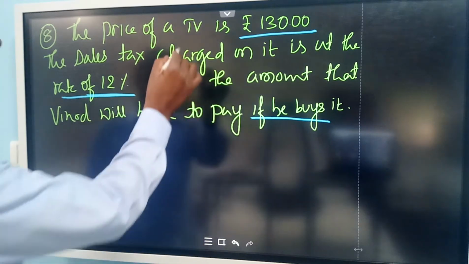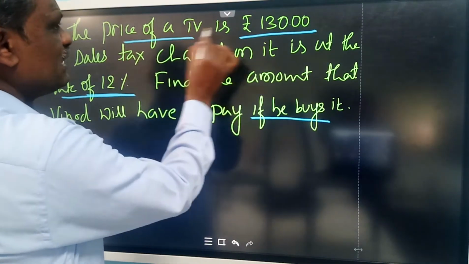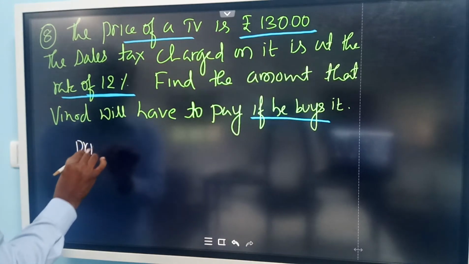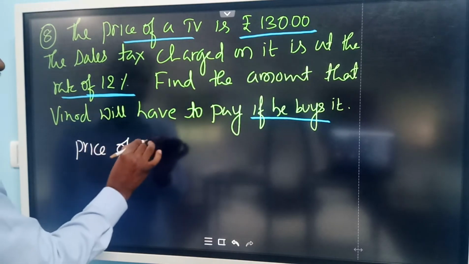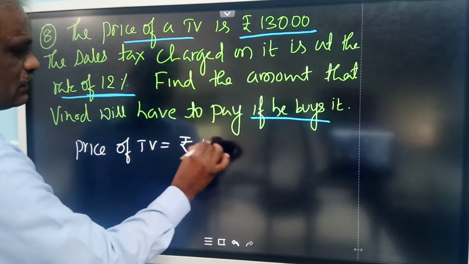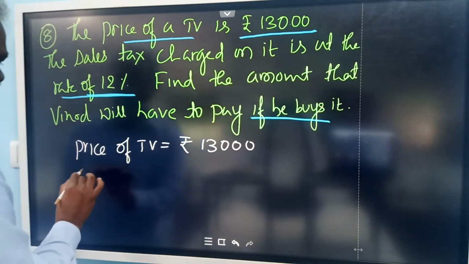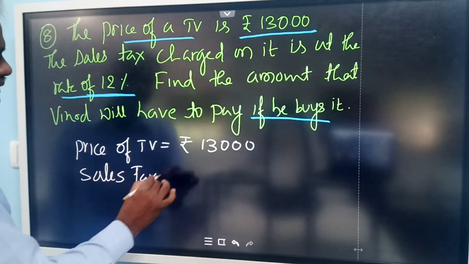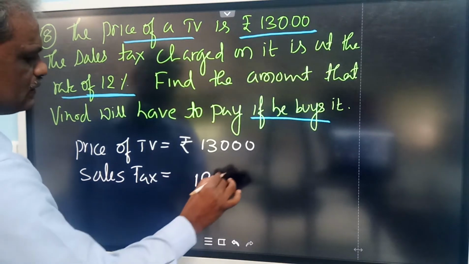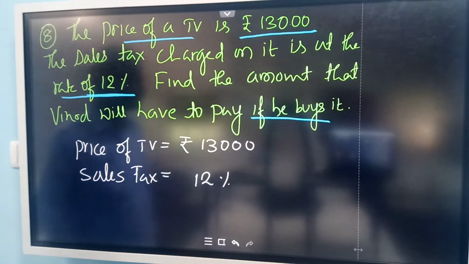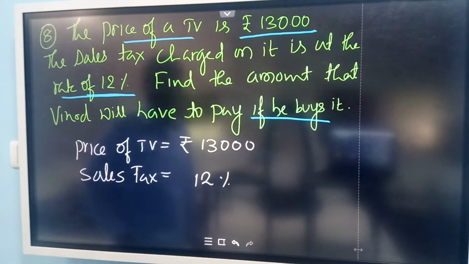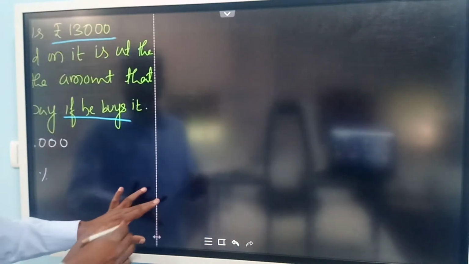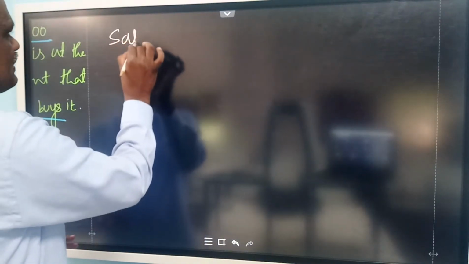See, this is the price of this TV. The price of the TV is equal to rupees 13,000. It is given. Then sales tax is extra. So sales tax is 12%. So in addition to this, he has to pay 12% extra. Now let us calculate the sales tax.